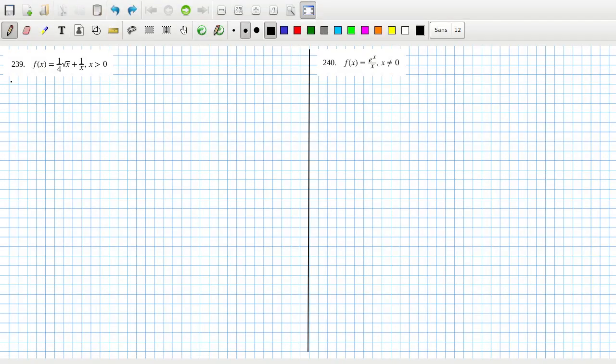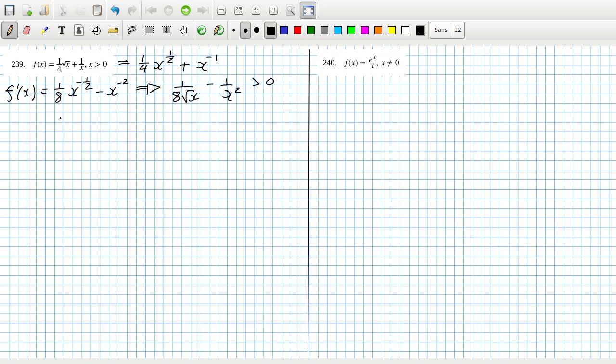Okay, let's have a look here. So we'll just change this expression into a quarter x power a half plus x power minus 1. So the first derivative would be: bring down the power, reduce the power by 1, bring down the power, reduce the power by 1, and just clean that up a little bit. That would be 1 over 8 root x minus 1 over x squared.